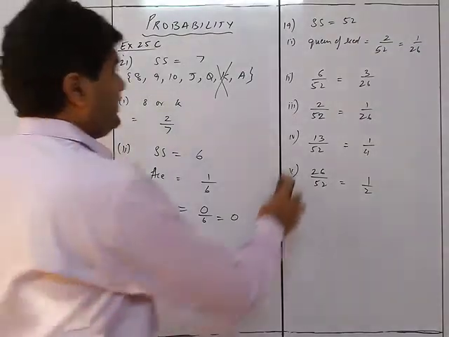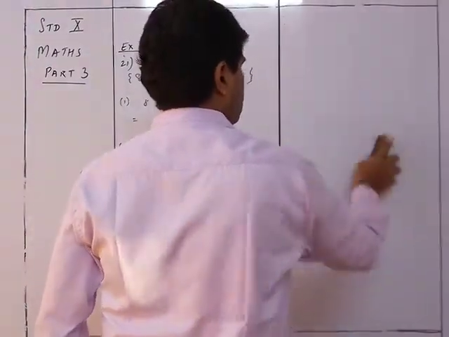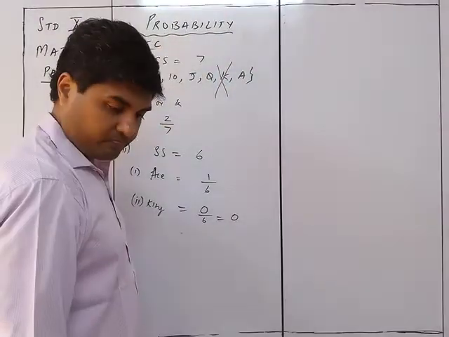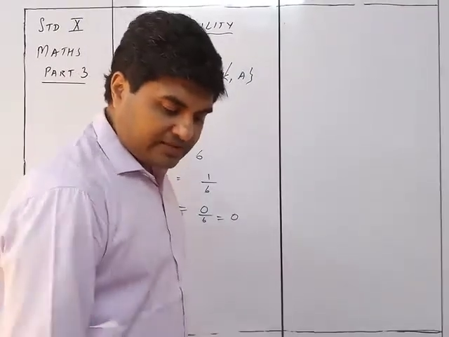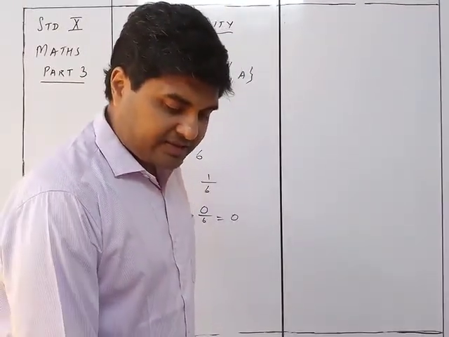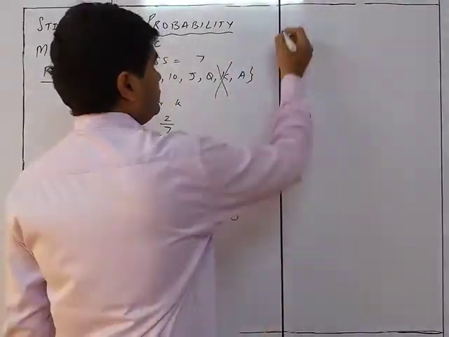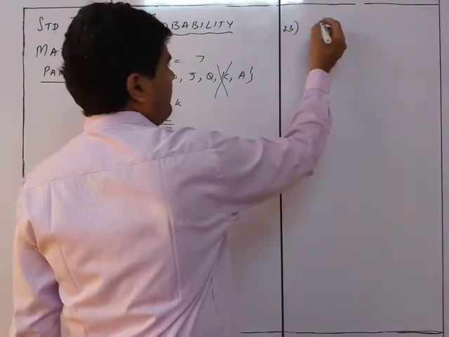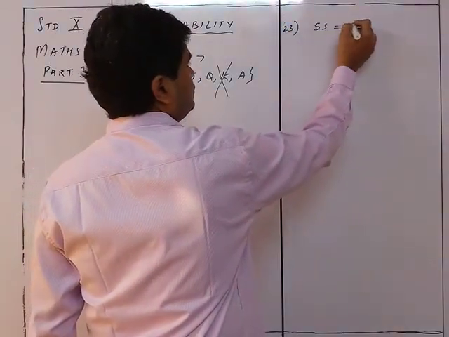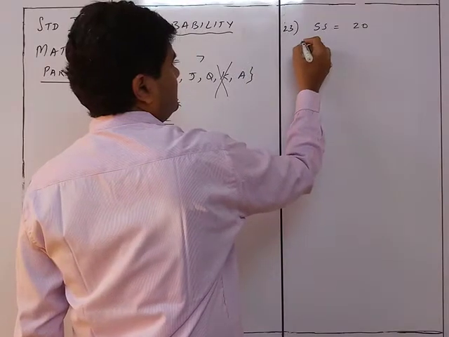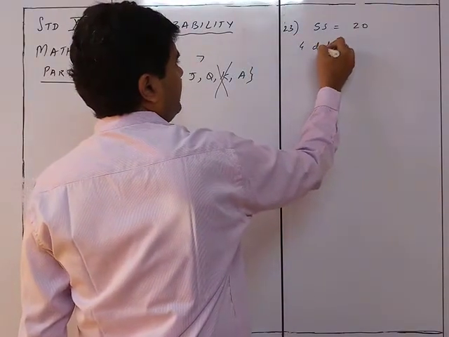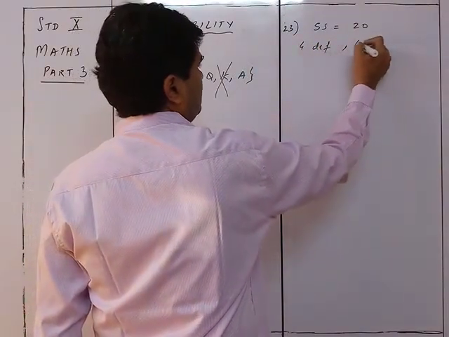Okay, sum number 23. 4 defective pens are accidentally mixed with 16 good ones. So there are totally 20 pens. So the sample space is 20, which is 4 defective and 16 good.